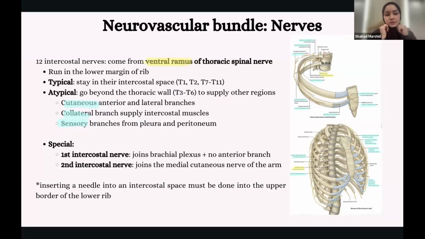And then you have the special nerves, the first and second intercostal nerves. They're called special nerves. Why? Because the first one, just know why they're considered special.